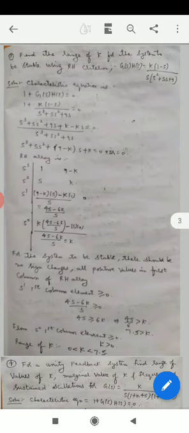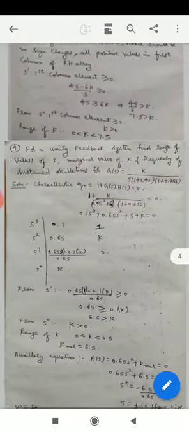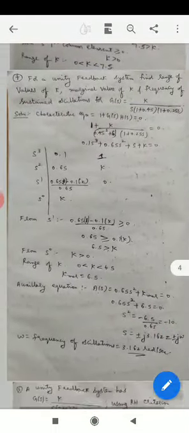So this is one set of problems which can be asked: find the range of k. Here the range of k is greater than 0 and less than 7.5. Similarly, let us go on to the next problem.